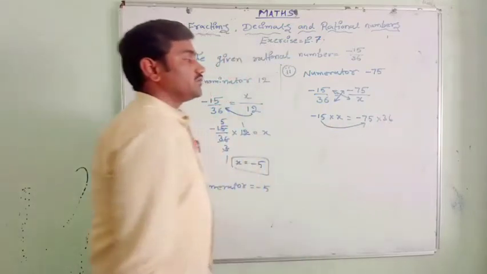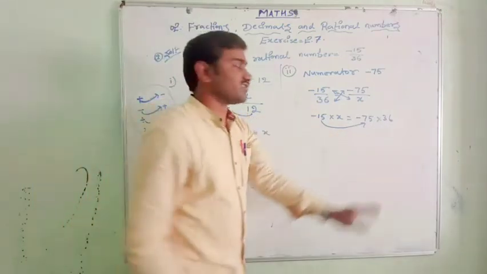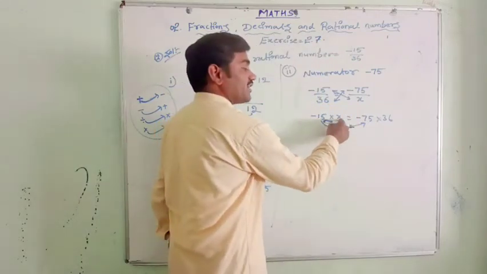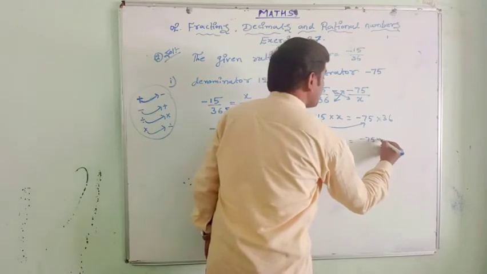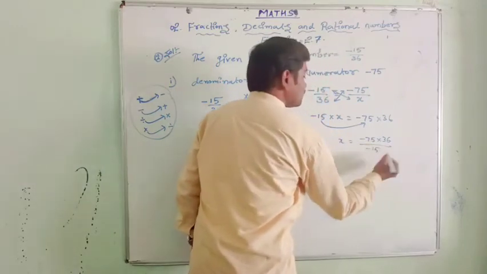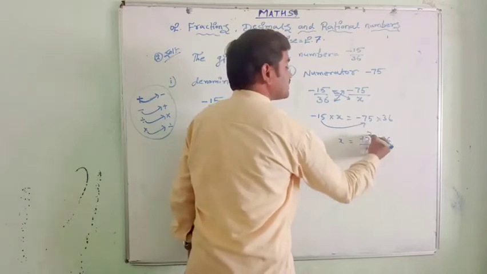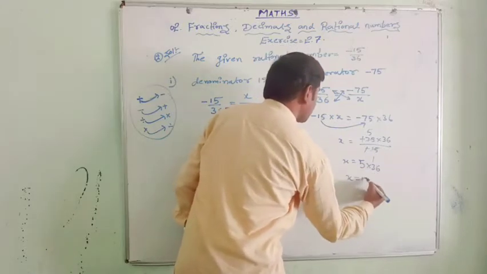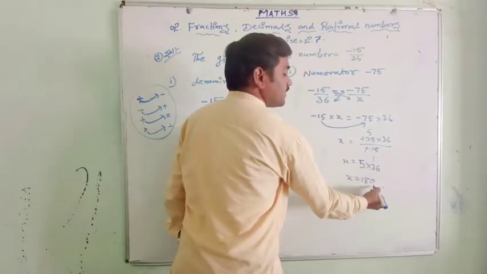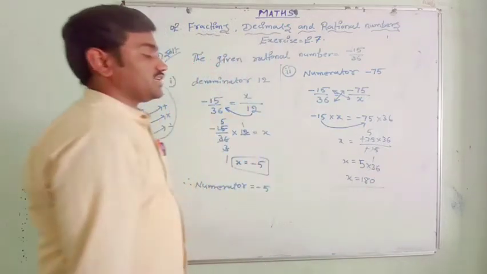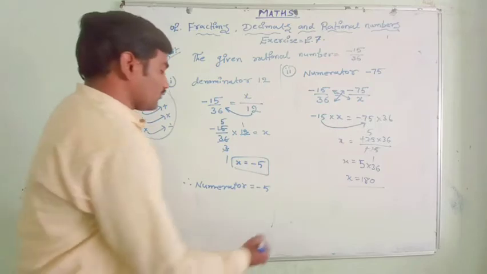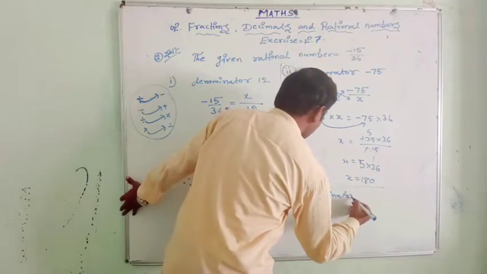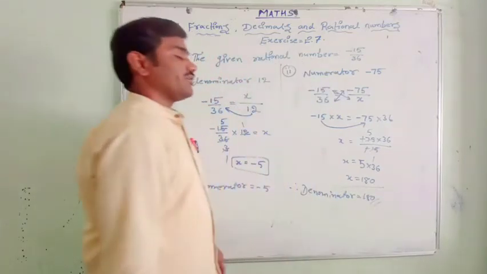We have to transport the side. Minus 15 is multiplying, so minus 15 will divide when you transport. I told you the multiplication term becomes a divisor. So minus 15 is multiplying to x, so that minus 15 divides on the other side if you transport. Minus minus gets cancelled. 15 ones are 15, 15 fives are 75. So x equals 5 into 36, that is x equals 180. 5 sixes are 30, 3 carry, 5 threes are 15 plus 3, that is 18, that is 180. Therefore the denominator equals 180.